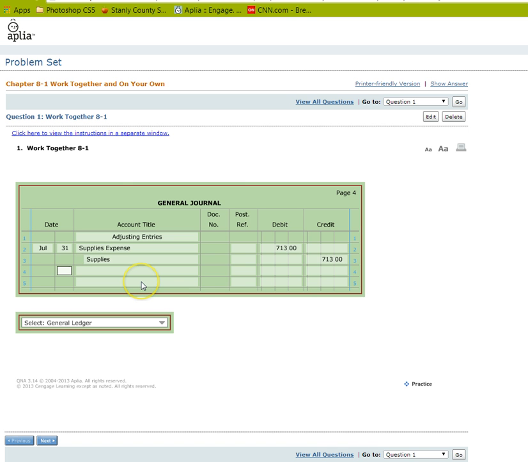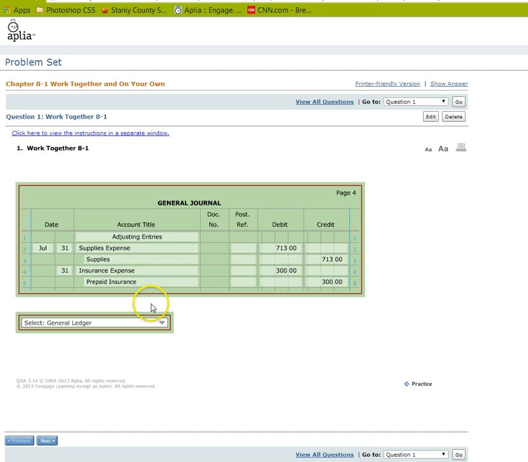$713. The next one, still on the 31st, is going to be insurance expense, and that's going to be a debit of $300. And then we're going to have prepaid insurance, which will be credited $300. Insurance expense. Just making sure. Supplies expense, supplies. Alright, making sure we have those correct.